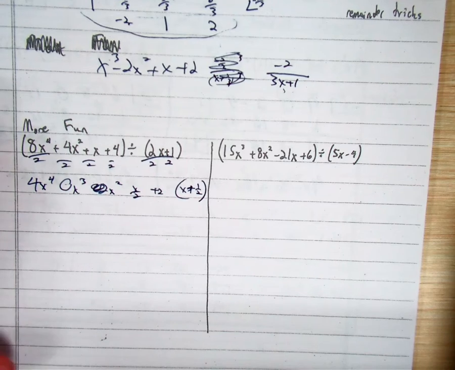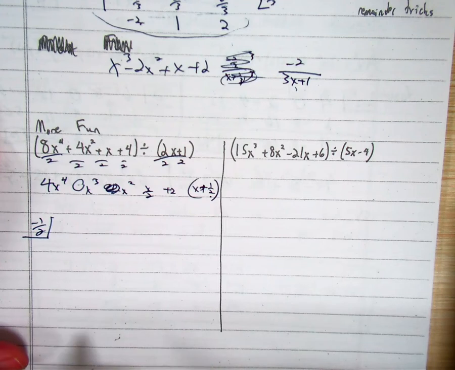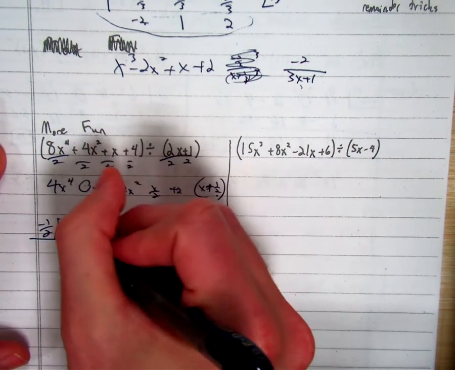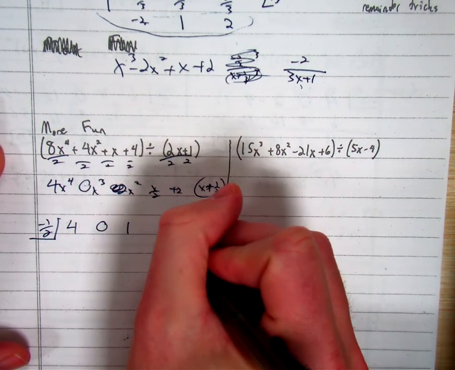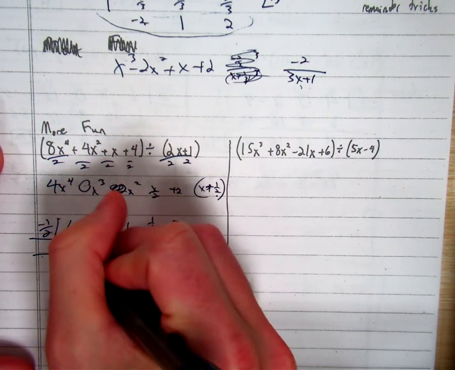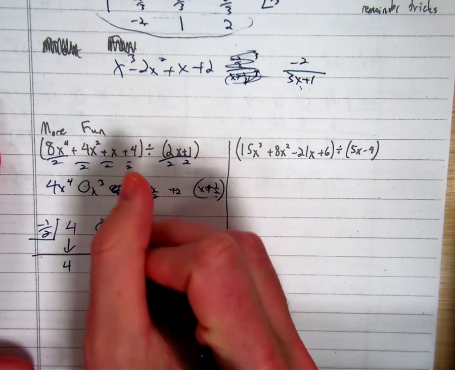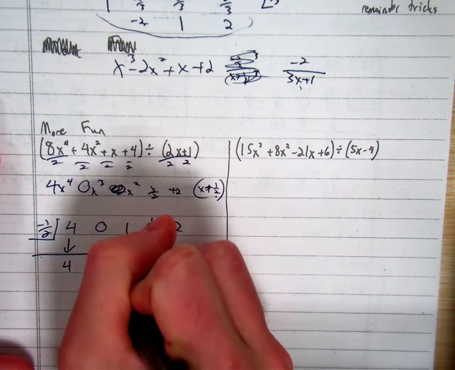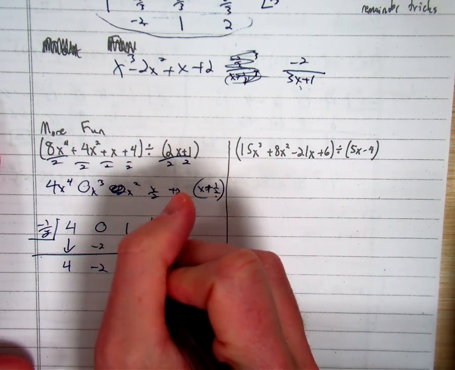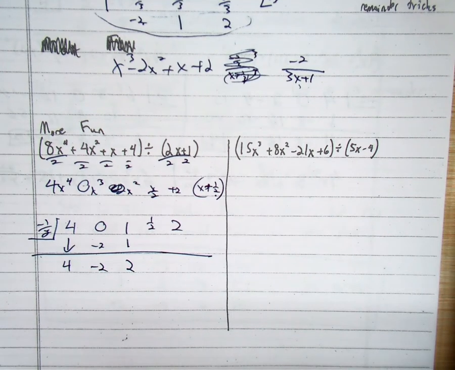So what makes this one equal 0? Negative a half. Alright, we have a 4, 0, 1, 1/2, and a 2. That 4 is going to drop down. 4 times negative a half is negative 2. Adds to negative 2. Times negative a half, we're going to get a 1. Adds to a 2. Okay, 2 times negative a half.